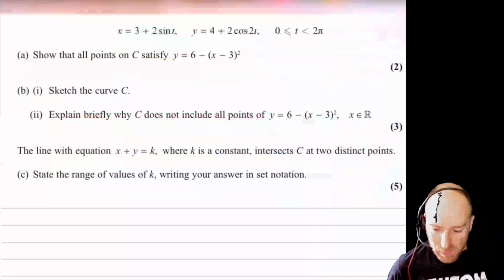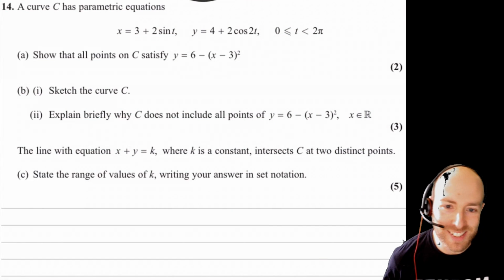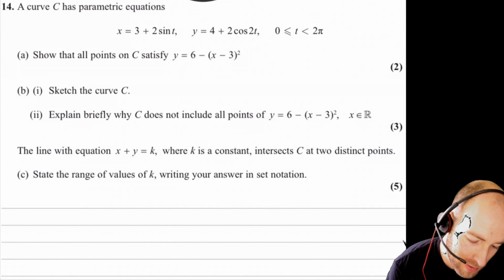Cool. All right, 5 minutes. Let's try and get through this. 5 minutes is going to be tight. Let's just check the comments, see how you guys did.